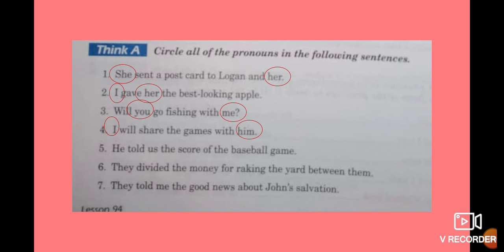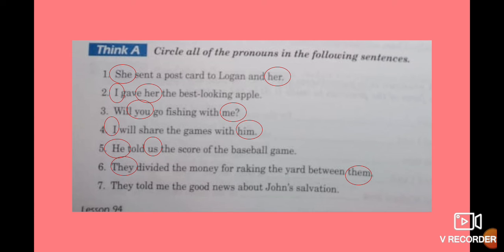Number 5, he told us the score of the baseball game. The first one is he and the second one is us. Number 6, they divide the money for raking the jar between them. The first pronoun that we can find is they and the second one is them.